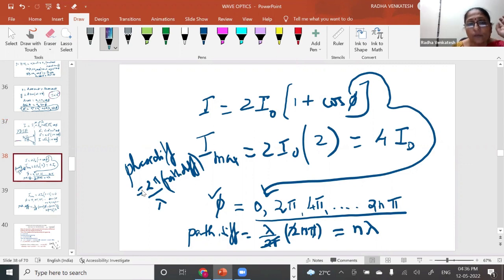And here, for the YDSE experiment, I've given you the phase difference and path difference formula. Phase difference is 2 pi by lambda times path difference. Right now, in this, we have to discuss what is I maximum. When is I maximum here? This equation is there. When is I maximum there? What decides I maximum and I minimum from this equation?